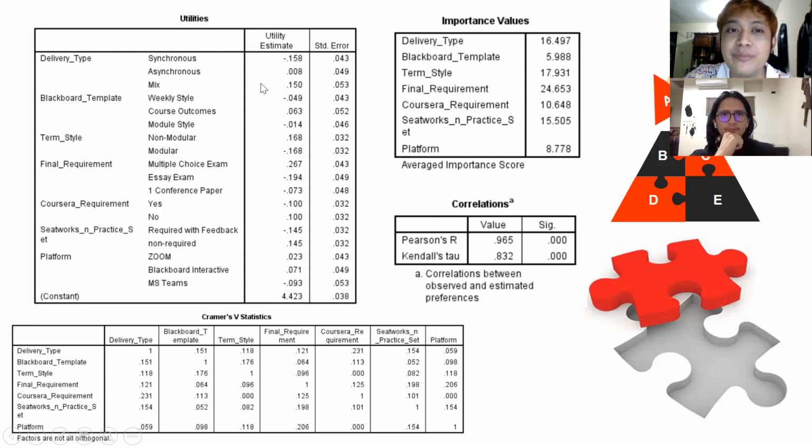So if we choose the combination, which one is the best combination? Someone asked me that, right? Okay, then we go to the most important first. The best practice, based on my marketing, is going to be multiple choice for the final exam. Okay, multiple choice, and then mix, and then non-modular. Okay, and no Coursera, no school works, and then Blackboard Interactive with the course outcome style. I mean the Blackboard template. So that's actually the best combination.